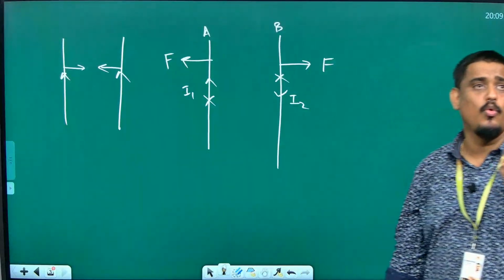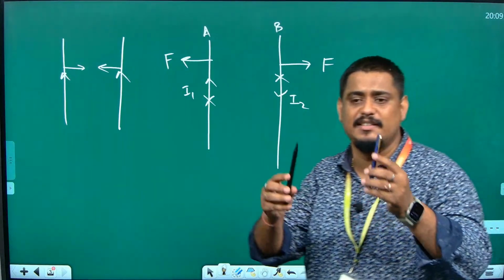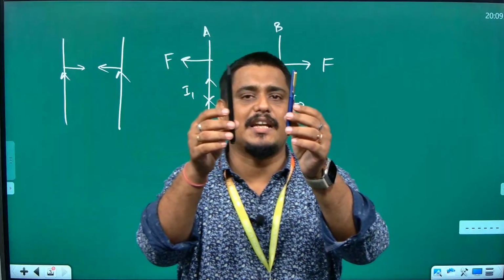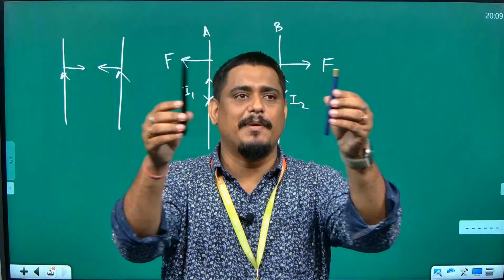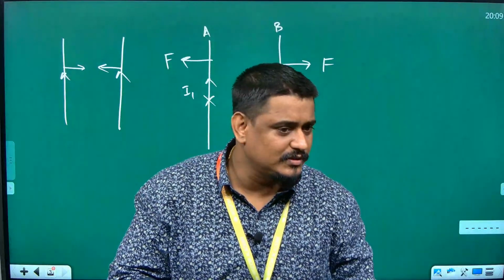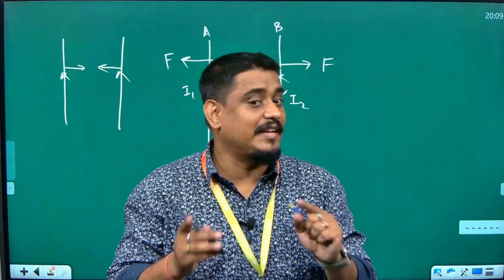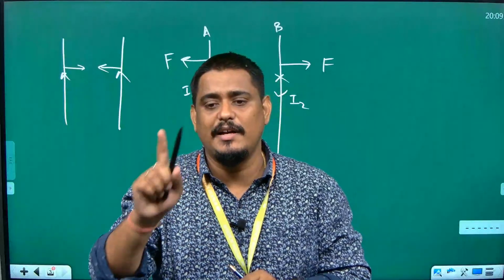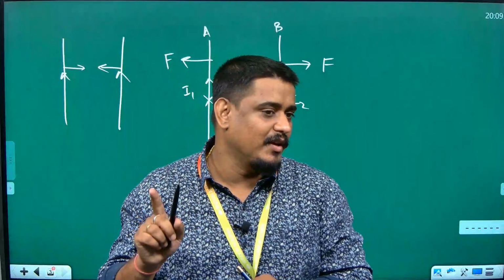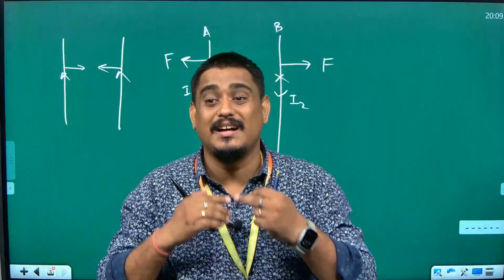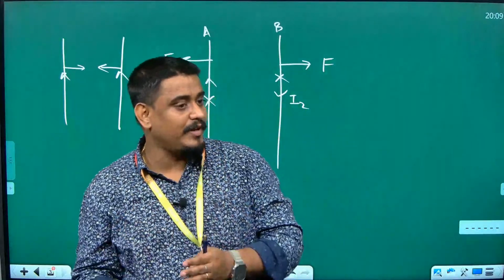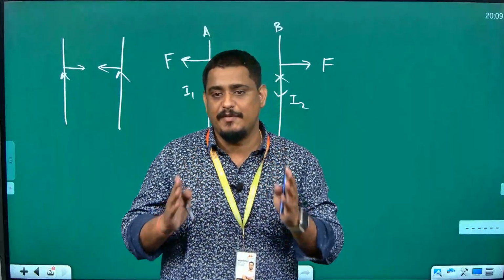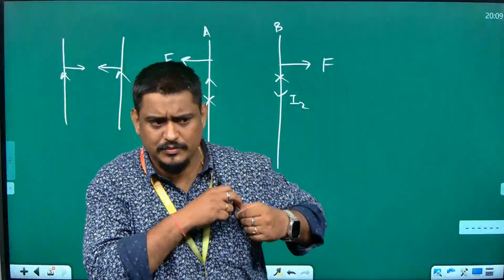So if two conductors are carrying current in the same direction, they will attract each other. If they are carrying current in opposite directions, they will repel each other. Got my point? With what force? That remains the same: mu naught I1 I2 L by 2 pi d, where I1 and I2 are the currents carried by both the wires, L is the length of the wire, and d is the distance between them. Is it clear to you? I hope it is clear to you.